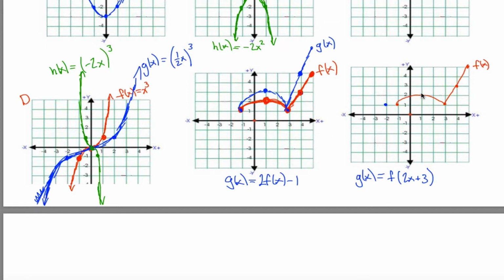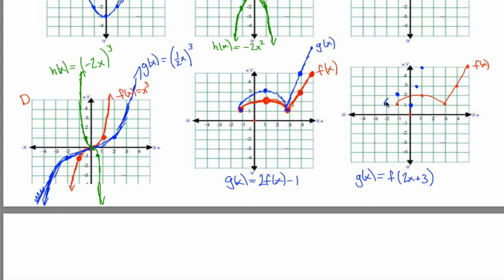This point has an x-coordinate of 1. If I subtract 3 from 1, I get to negative 2. And then if I divide negative 2 by 2, I get to negative 1. This point has an x-coordinate of positive 3. If I subtract 3 from positive 3, I'm at 0. And 0 divided by 2 is just 0. So this point's going to go right here. This point right here has an x-coordinate of 4. 4 minus 3 is 1. And 1 divided by 2 is 1/2. This point right here has an x-coordinate of 5. 5 minus 3 is 2. And 2 divided by 2 is 1. So these 5 points will move to these 5 points.